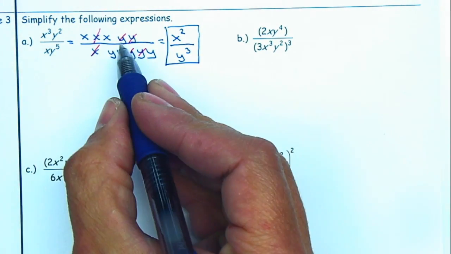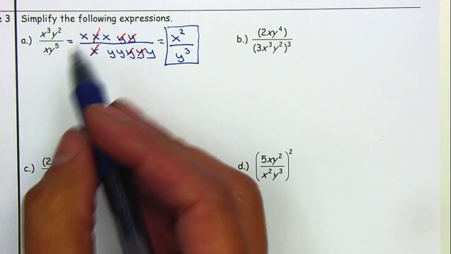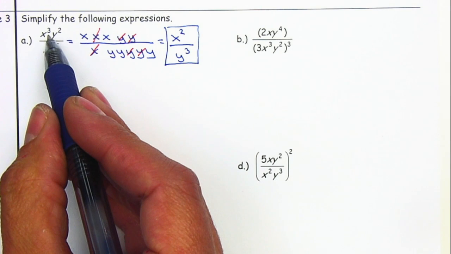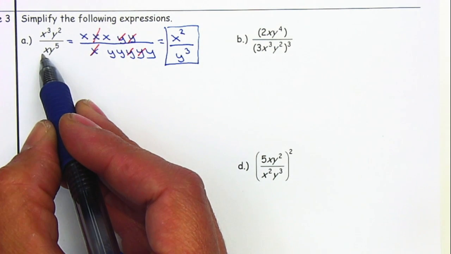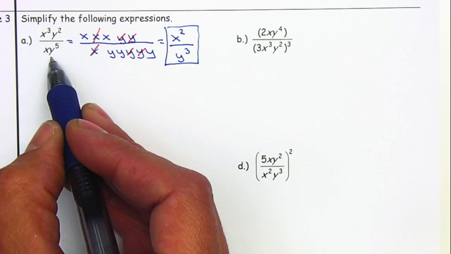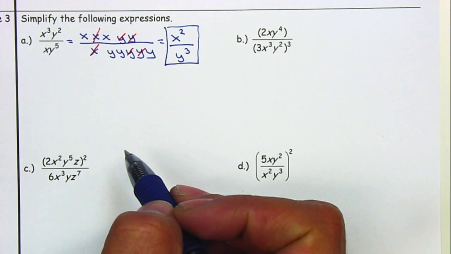So one way is to expand and cancel. Another way, we can just think about the process. How many x's do I have on top? 3. How many x's on the bottom? 1. How many cancel? 1 cancels. How many are left over? 2 on top.